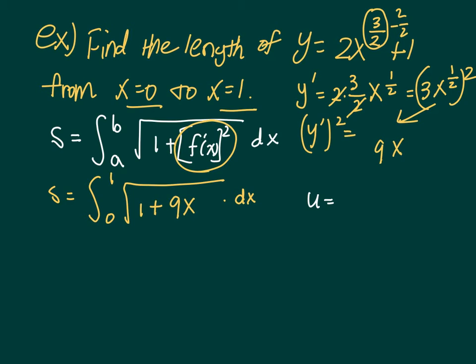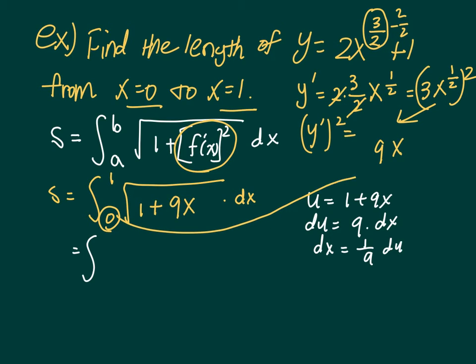So let me put u is 1 plus 9x. So du is 9 dx, so dx is 1 over 9 du. And also since we are using substitution, our interval has to change. So my new interval: instead of 0, it is 1, and if I substitute 1 for x, my new upper limit for u is 10.